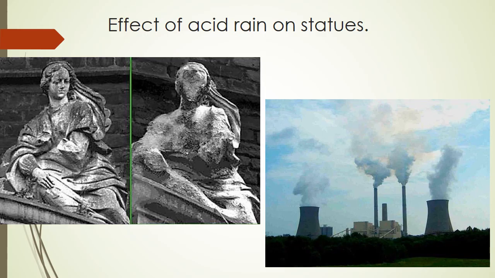In this figure you can see how the statues are weathered, and they have changed very differently. And this is an image of a factory releasing harmful chemicals which directly or indirectly have an impact on the nearby area, which may cause acid rain.